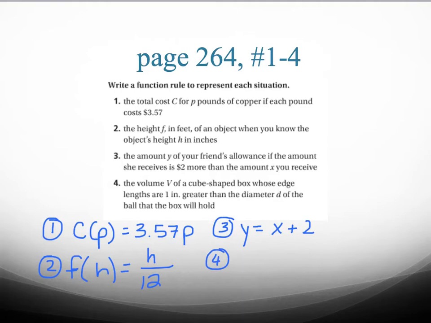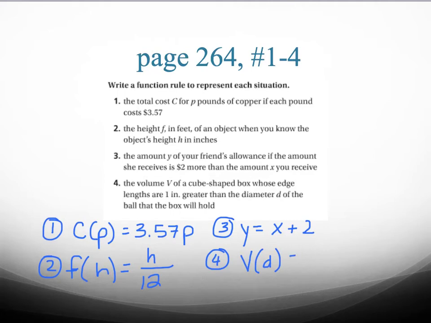All right. 4. The volume V of a cube-shaped box whose edge lengths are 1 inch greater than the diameter D of the ball that box will hold. This one is a little tougher. So the volume is a function of the diameter d of the largest ball that the box will hold. Okay, so the edges of the box are each going to be 1 inch greater than the diameter of the ball.